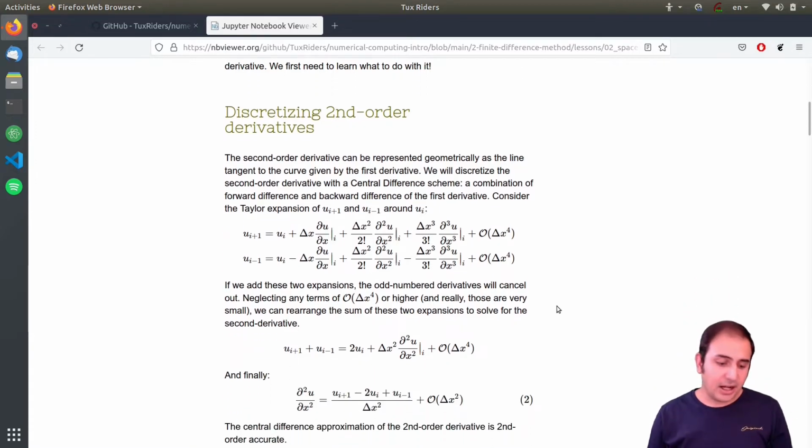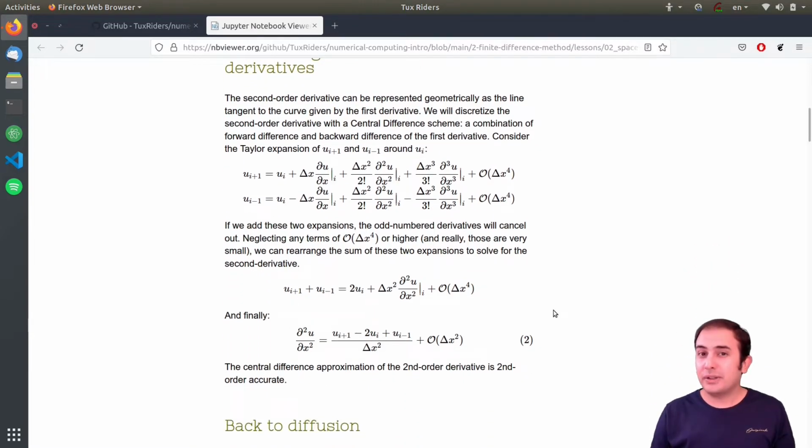We need a numerical scheme, a term that people use a lot, that has the accuracy of O of, you remember the big O notation, the accuracy of the second order. And how to use it? This is the Taylor series. You know it from the first video on finite difference.